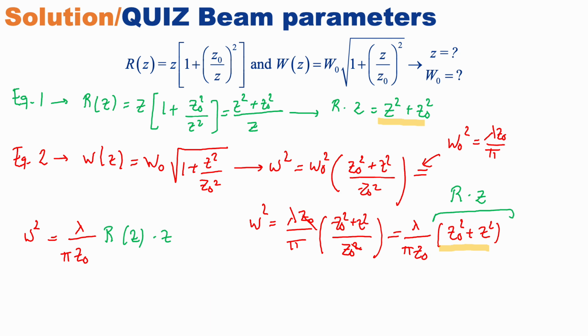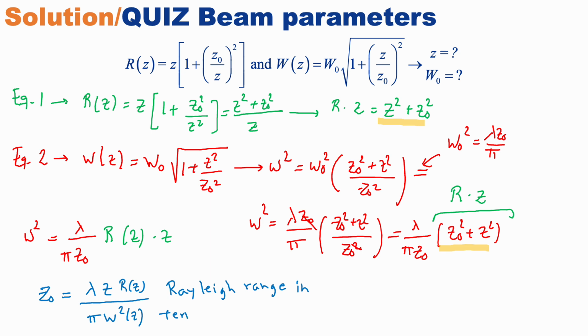So I can write at the end, and I'm just gonna use another color, and we can write the Rayleigh range as lambda c, the radius of curvature, over pi the square of the beam width. So we have here the Rayleigh range in terms of c, the beam width, and the radius of curvature.